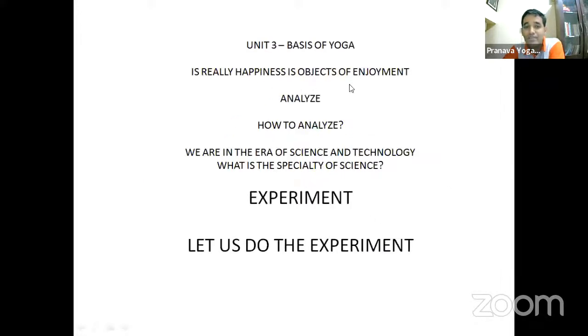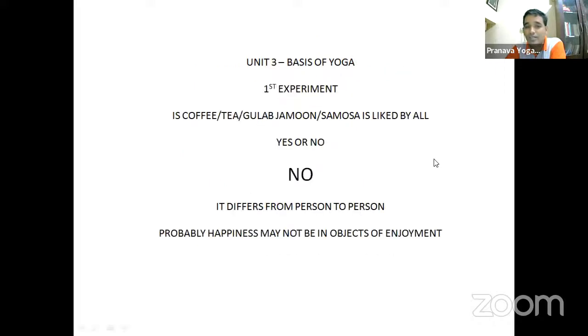Is happiness really in objects of enjoyment? Let us analyze. How to analyze? We are in the era of science and technology. What is the speciality of science? The speciality of science is to experiment and know the truth. So let us do the experiment now. There are objects of enjoyment. The first experiment: are coffee, tea, gulab jamun, samosa liked by all?